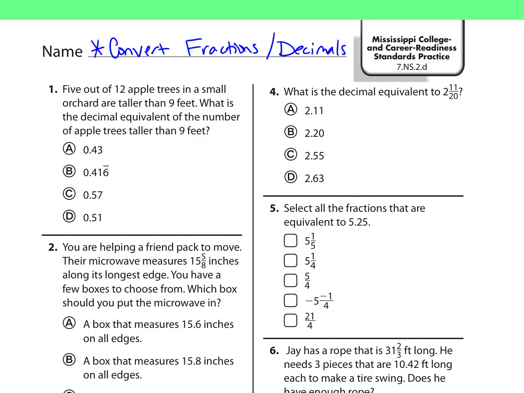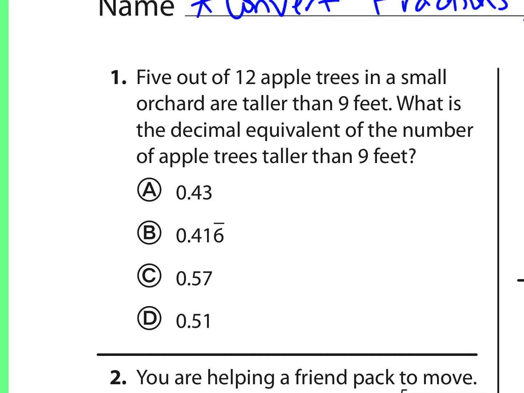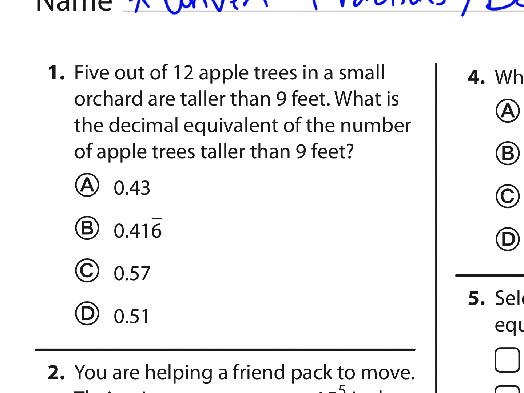Standard NS2D is about converting between fractions and decimals. So number 1, 5 out of 12 apple trees in a small orchard are taller than 9 feet. What is the decimal equivalent of the number of apple trees taller than 9 feet? Well, it said it was 5 out of 12. That little phrase out of tells you we're talking about a fraction. The total number of trees is 12, and then the amount out of that is 5.